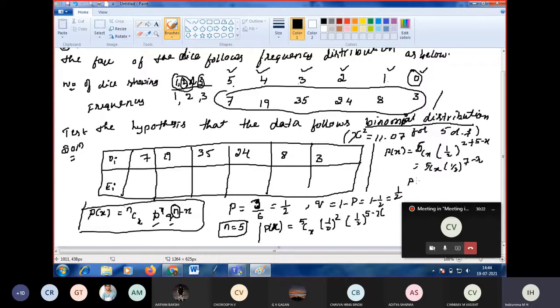Next find out P of 0. If x equals 0, we can find the probability of 0 dice showing 1, 2 or 3. It is 5C0 times 1 by 2 whole to the power of 5 minus 0. Is it right? What answer did you get? Hello?